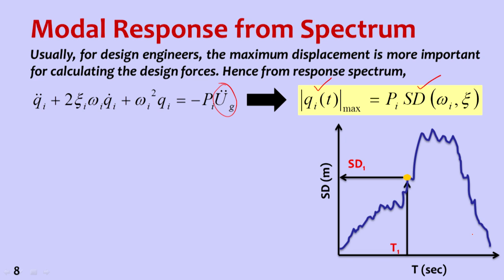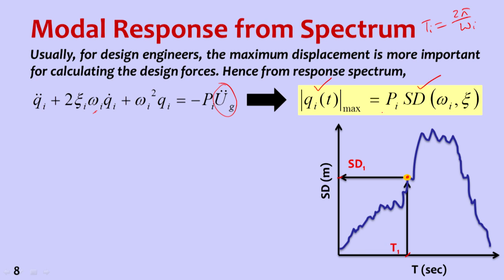So natural omega is available with us. So T is equal to 2 pi by omega, so Ti means 2 pi by omega i. If we put the first mode omega, we get the first mode natural period. We take that first mode natural period, hit the curve at that location, and read the spectral displacement value. That spectral displacement value we use here. So that is the maximum time history response in that mode shape.